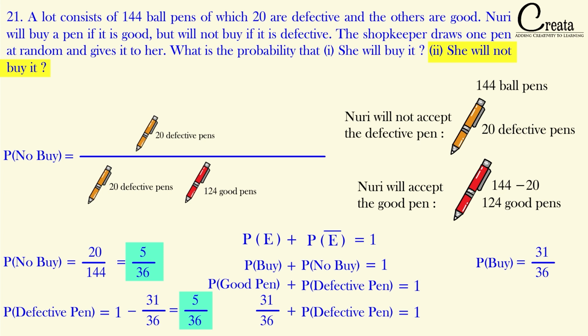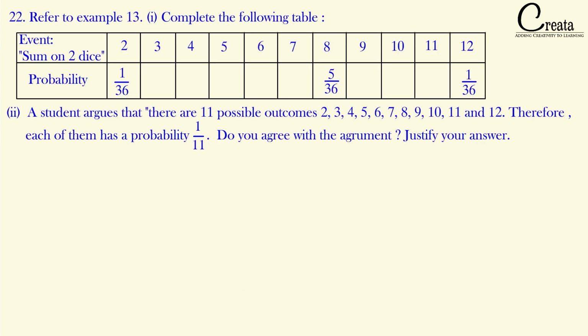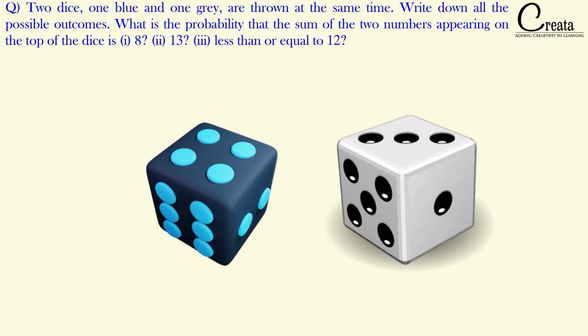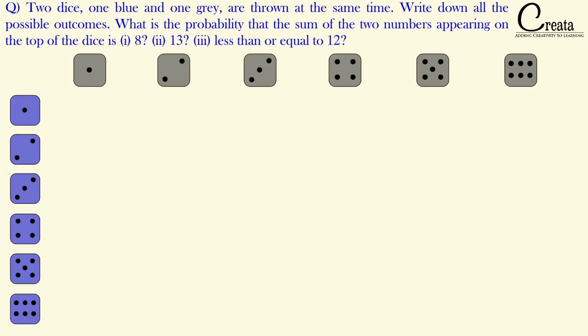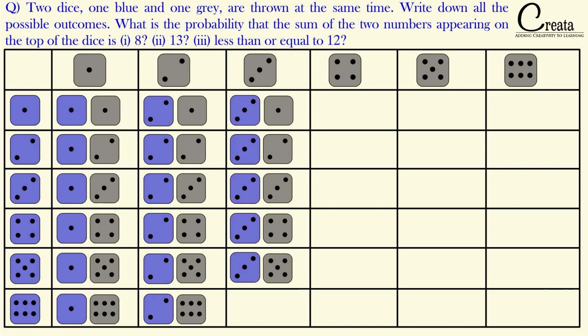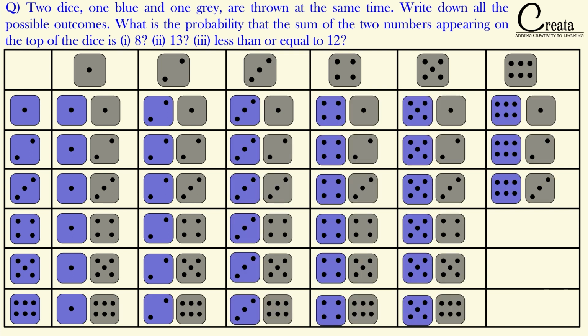Let's move to question number 22. Question 22 has two parts. Let's take the first part. Refer to example 13.1. Complete the following table. A table is given. Firstly, let's observe question number 13 that we have done in the exercise part. The link to the exercise question is also given in the description. If you want to go into the detail, check out the link in the description.